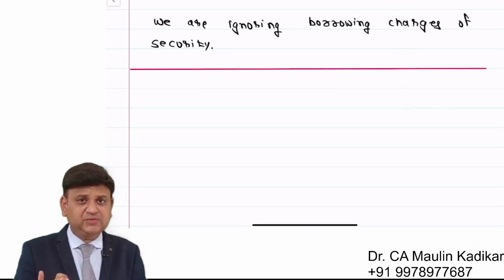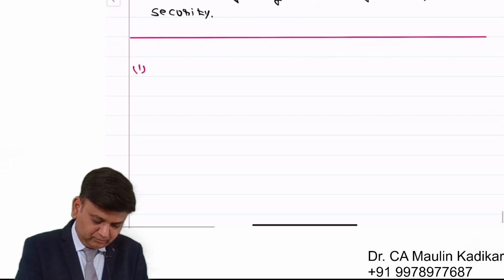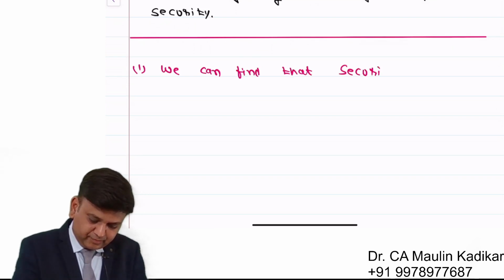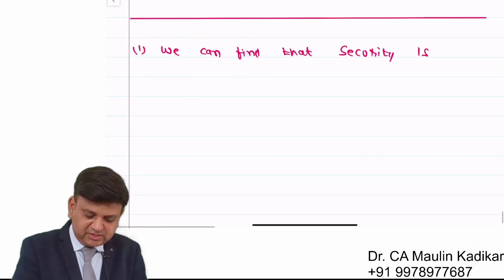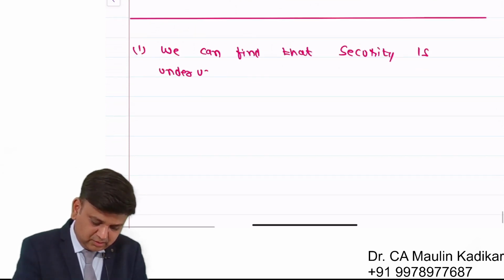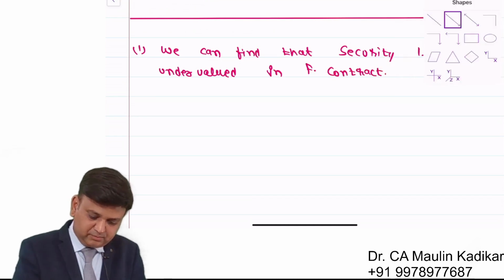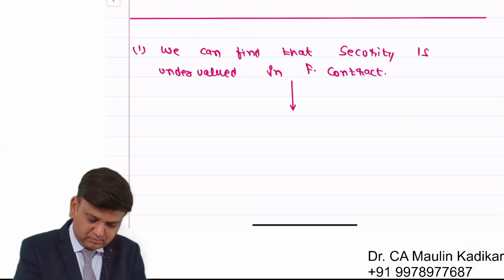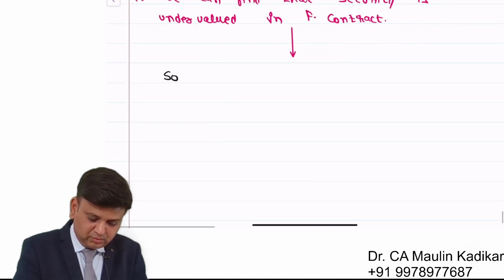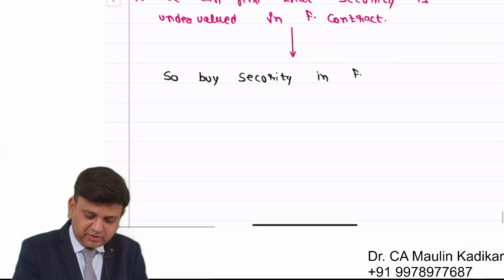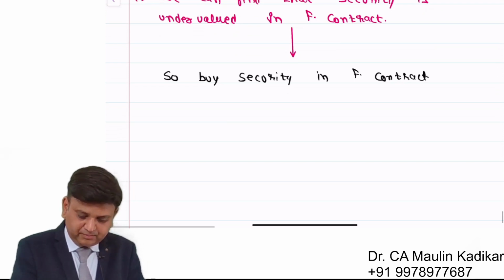Now again some points just for understanding. First, we can find that security is undervalued in F contract. So buy security in F contract. Full stop.